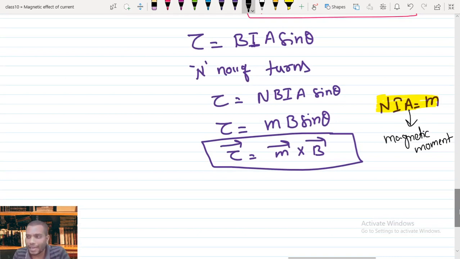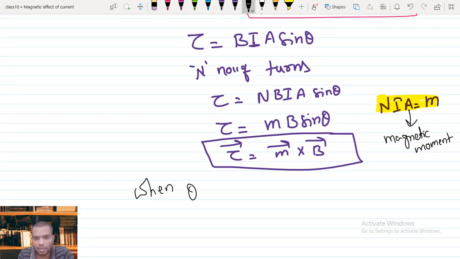Now this is a vector expression for magnetic moment. Suppose, what happens when theta equals 0 degrees? When theta equals 0 degrees, it means the angle between the magnetic moment and the magnetic field is zero. So the magnetic moment vector is equal to the area vector, the area of the loop.